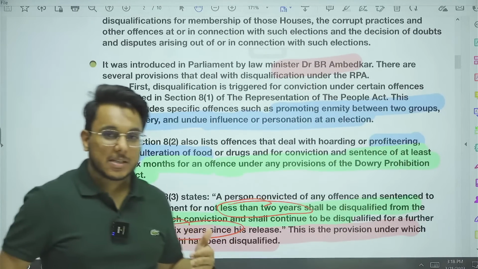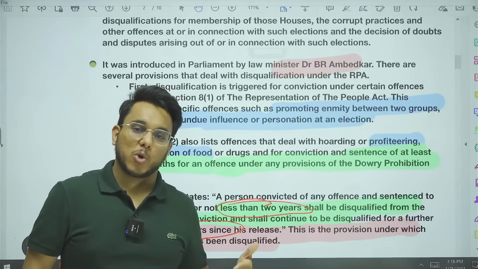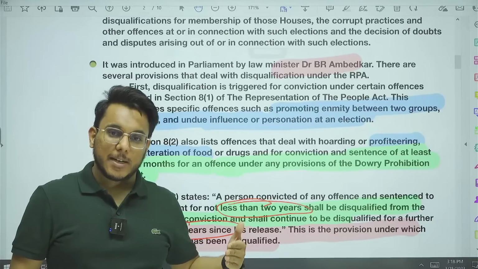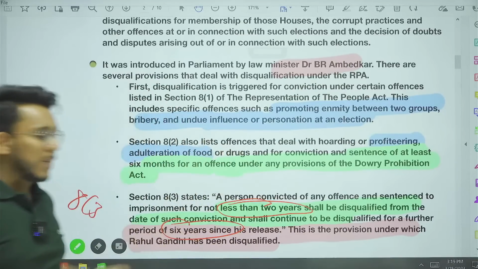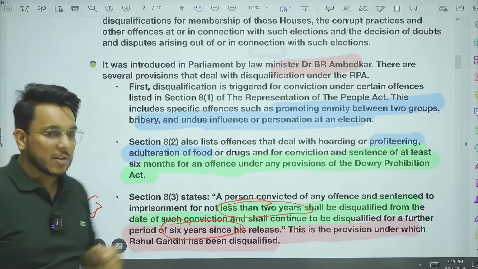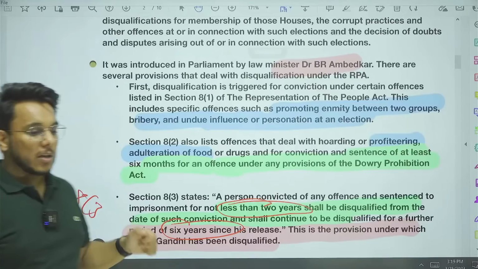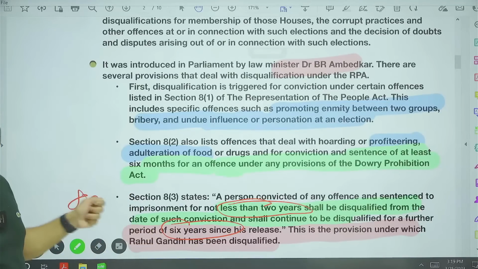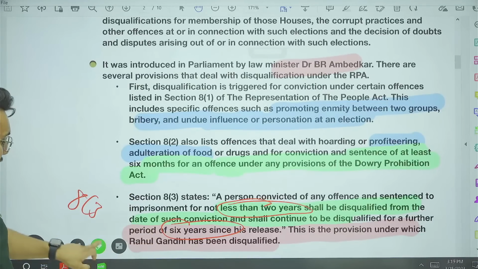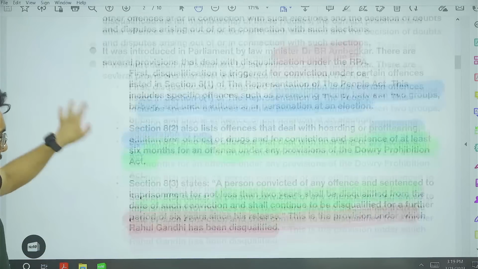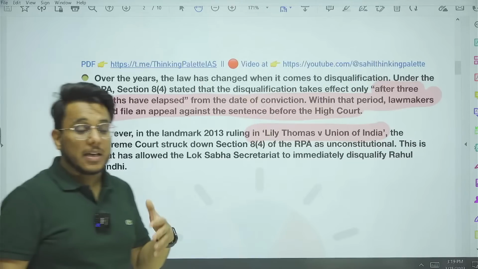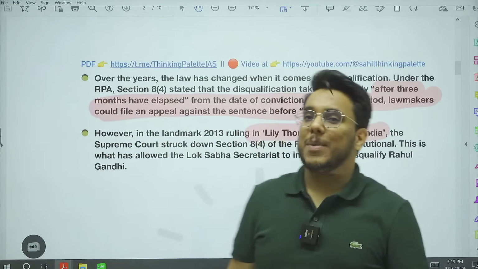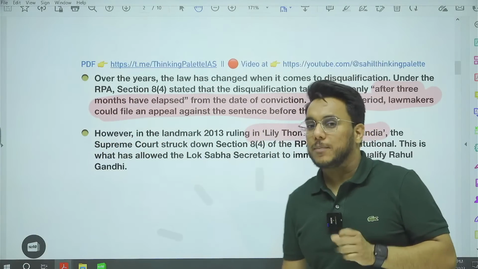Let's say a person gets convicted today for 2 years, so immediately he will be disqualified for 2 years and after release for the next 6 years. This is the provision under which Mr. Rahul Gandhi got disqualified, section 8 subclause 3. Now guys, it is being said that there is a kind of political undertone to this development also, but we don't need to go in that particular direction.